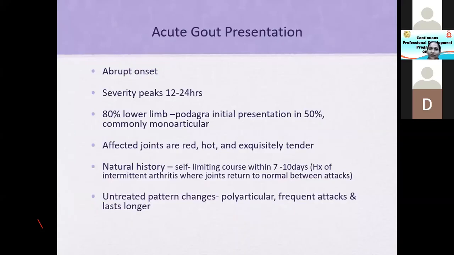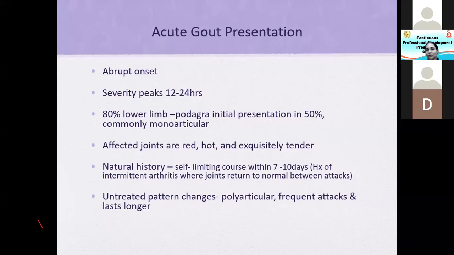Mostly, the joints that are commonly affected are lower limb joints. And out of these, involvement of the first metatarsophalangeal joint, which is known as podagra, is the initial presentation in about 50% of patients. And this particular joint can be involved at any stage in more than 70% of patients. Commonly, it initially occurs as a monoarticular disease. The affected joint is red, hot, and exquisitely tender.